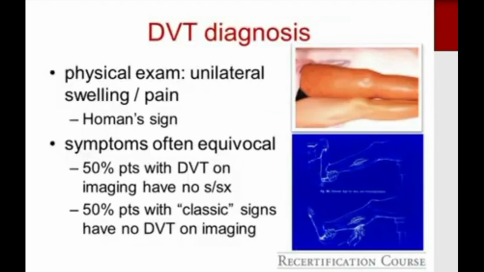The DVT diagnosis can be kind of frustrating. Usually you'll see unilateral swelling or pain, or a positive Homans sign, which is when you squeeze the calf with the ankle in dorsiflexion, and they have reproducible pain here. But it should be noted the symptoms are often equivocal. Many patients with DVT seen on imaging will have no signs or symptoms, and many patients with classic signs will have no DVT on imaging. So it can be a difficult diagnostic situation.